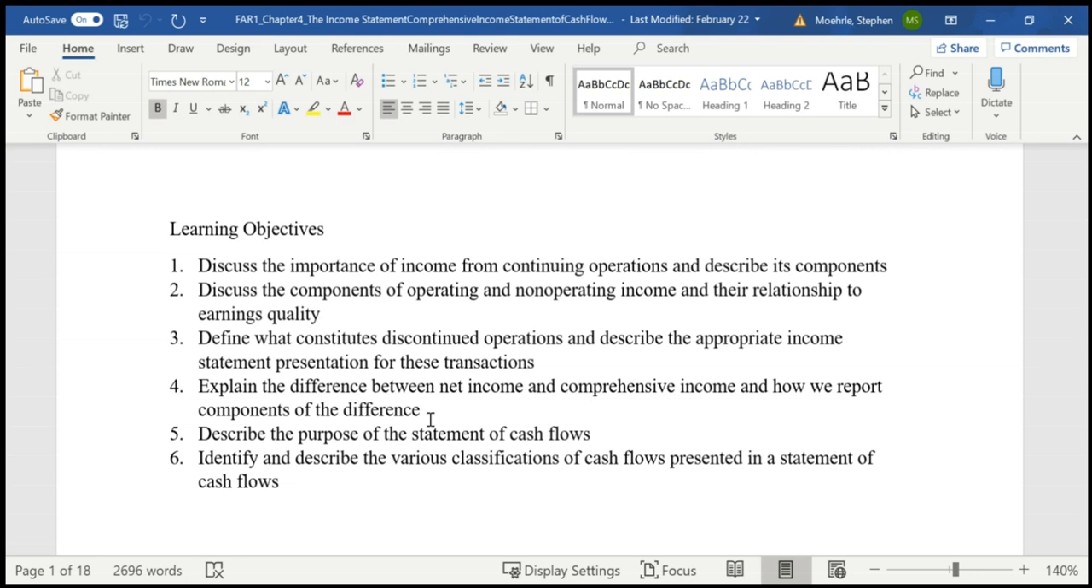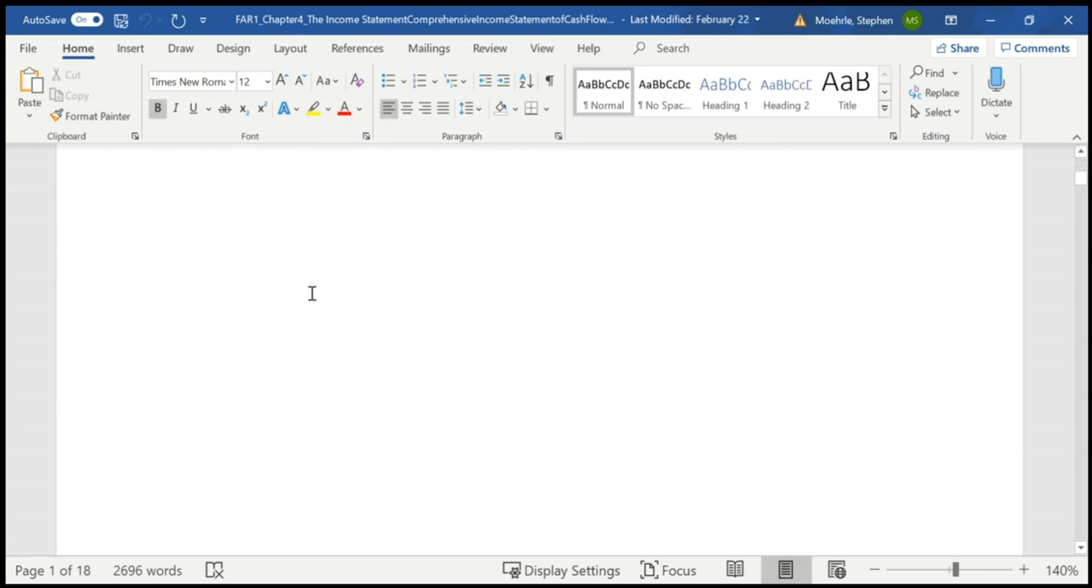Explain the difference between net income and comprehensive income and how we report the components of the difference. We'll describe the purpose of the statement of cash flows, and we'll identify and describe the various classifications of cash flows that are presented in the statement of cash flows.